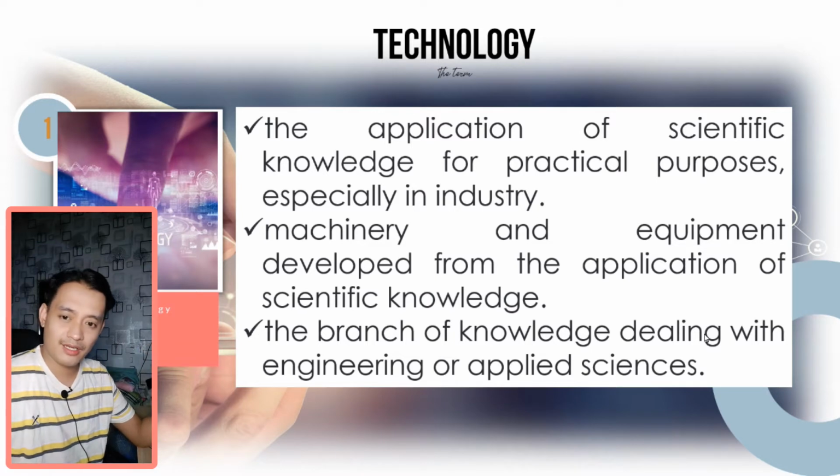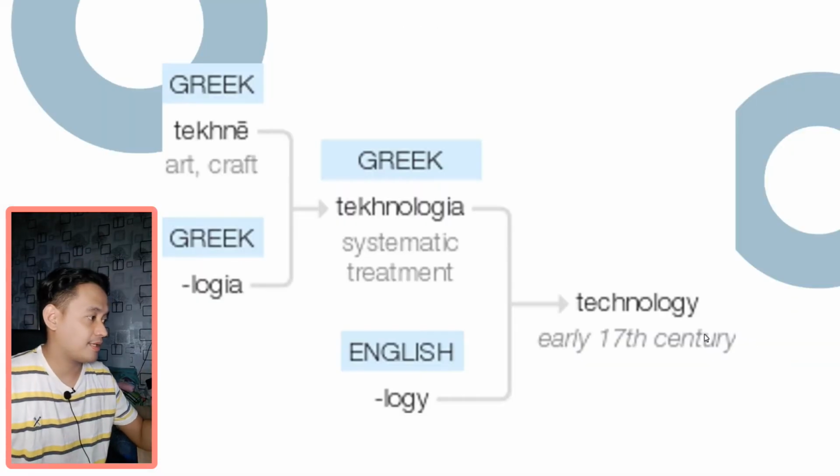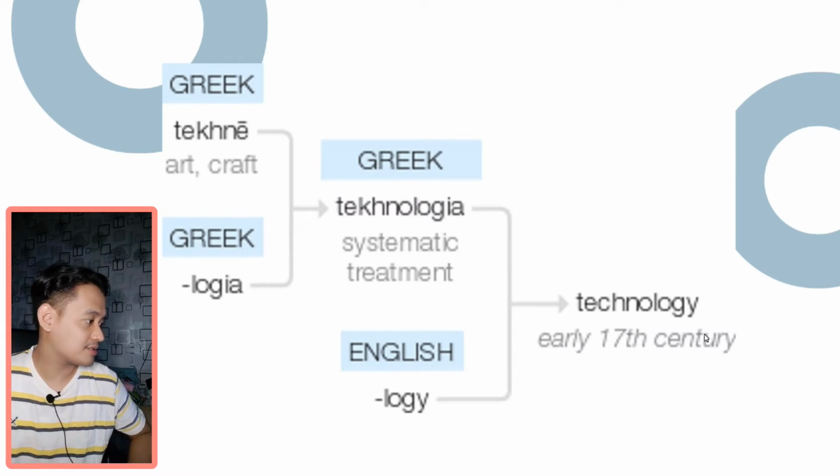From the clothes we wear, from the food we eat, from everything around us, everything is a product of technology. So when we say technology, it is not just limited to computers and such. Technology is applied science. So basically, technology is everywhere. Technology is around us.